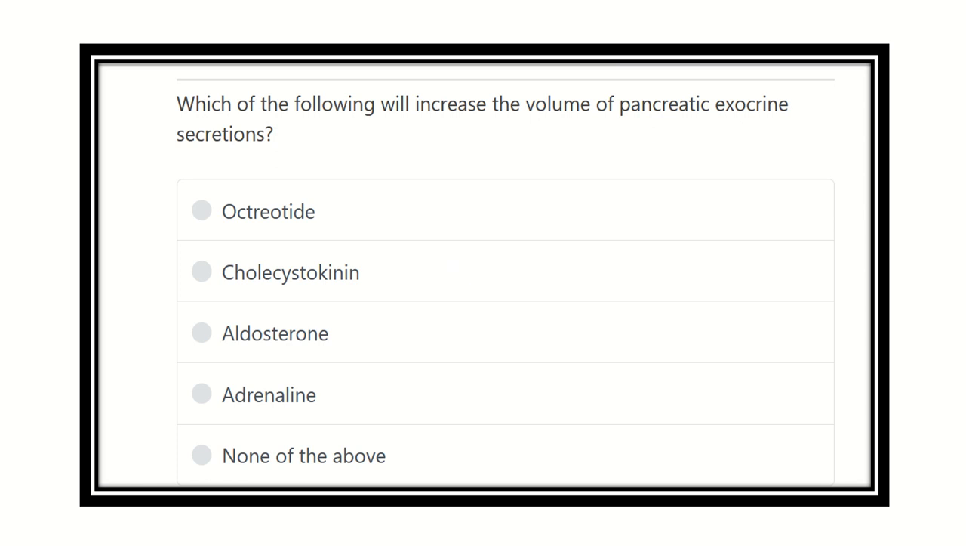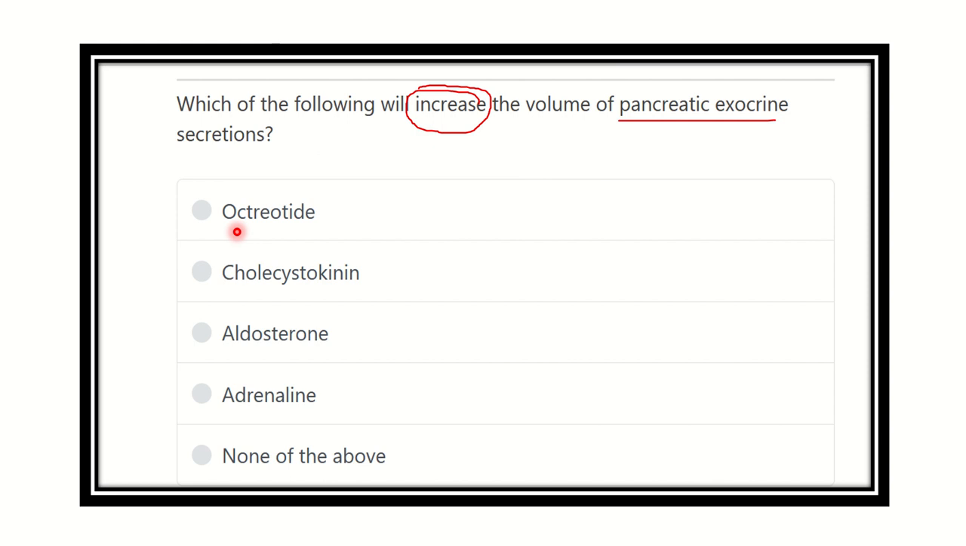So here is the question. First of all, read the question very carefully. Which of the following will increase the volume of pancreatic exocrine secretion? So we have to find out the factor which will increase the pancreatic exocrine secretion. That means which causes increased enzyme release function. So we have to find out one of the chemical substances which causes increased enzyme release from the pancreas.